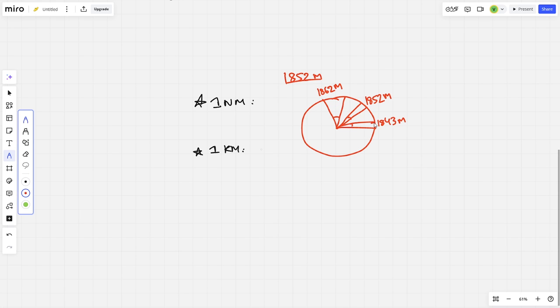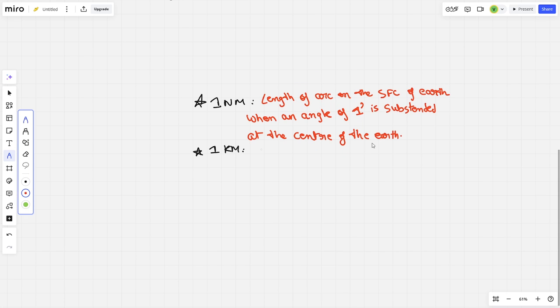But for ease of calculation and convenience, instead of constantly finding which dimension to use for what location, we've decided to consider the average, which is roughly 45 degrees latitude, as the measurement for a nautical mile, which is 1852 meters. Right, that's the definition.